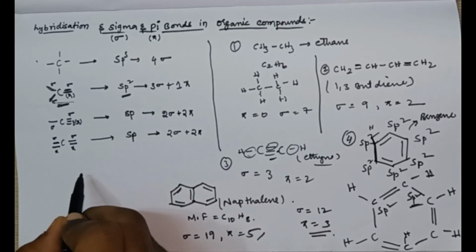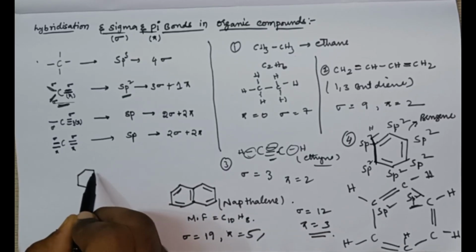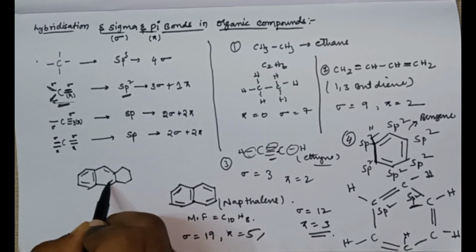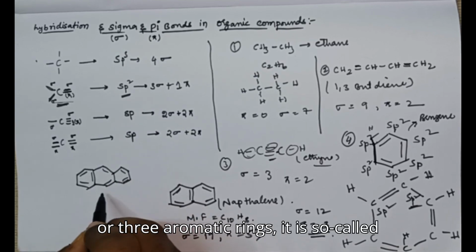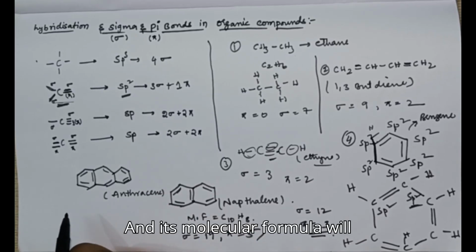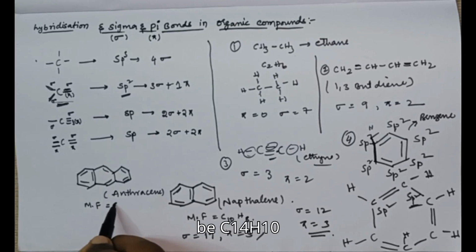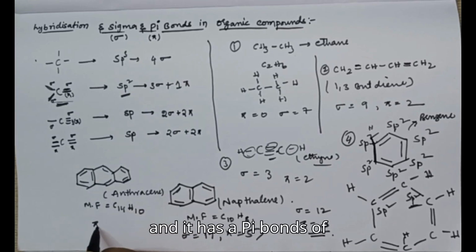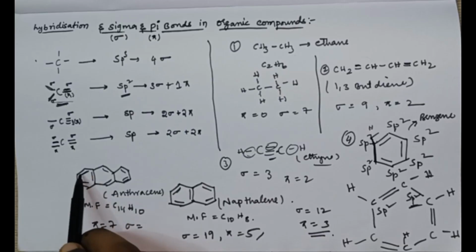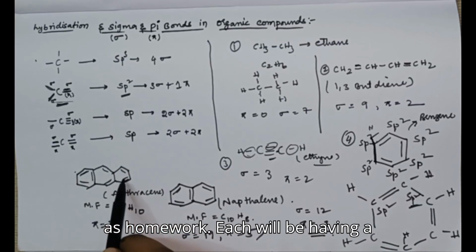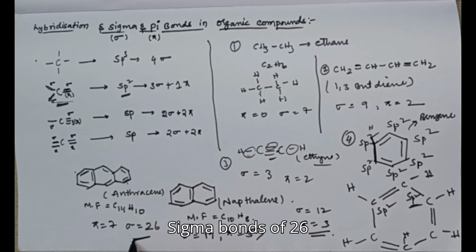And if you take 3 benzene rings, or 3 aromatic rings, it is called anthracene, and its molecular formula will be C14H10, and it has 7 pi bonds, and the sigma bonds will be given to you as homework. Each will have 26 sigma bonds. And that's it.